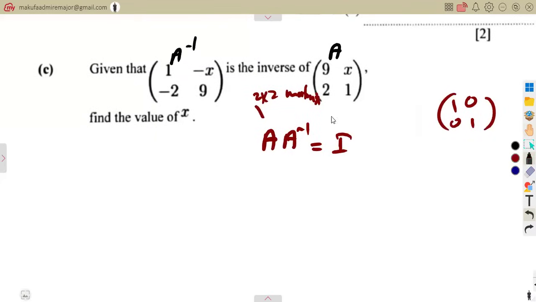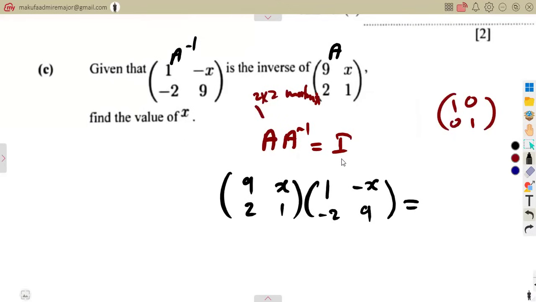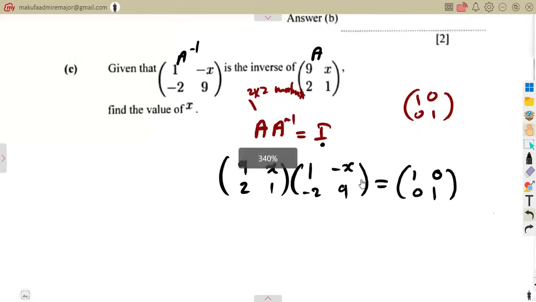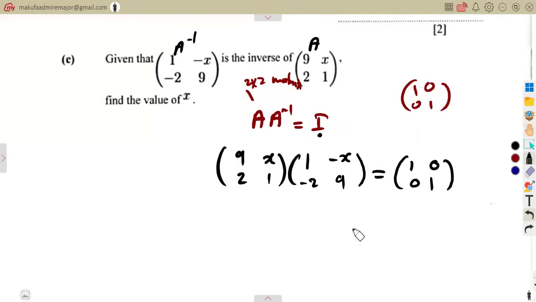This is the inverse. So the product of 9, 2, x, 1, which is the original matrix, and its inverse, 1, minus x, minus 2, 9, must give us an identity matrix. That is the law, the theorem between an original matrix, which is a 2 by 2 matrix, and its inverse. You must obtain an identity matrix as the product.